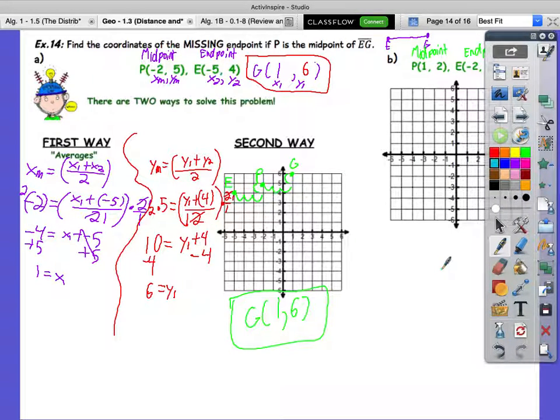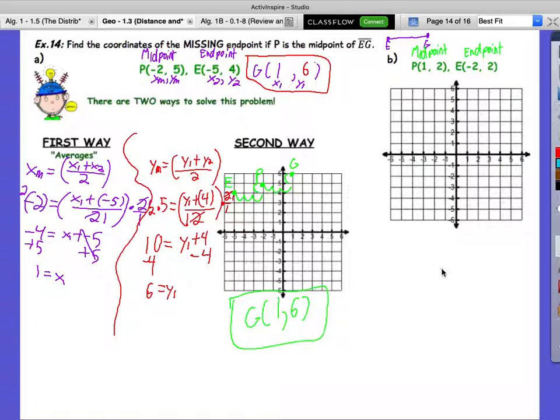Okay, there's two ways we can do this one, right? You said there's two ways to do it. One of them would be to do the averages like we did the first time. The second one would be doing the graph, okay? We'll start with the graph and then we'll go back and do the averages.